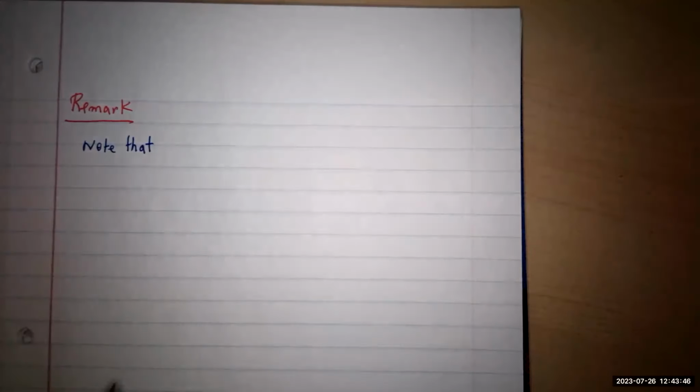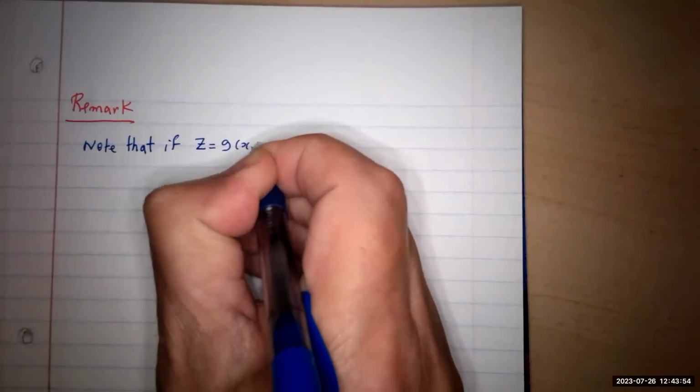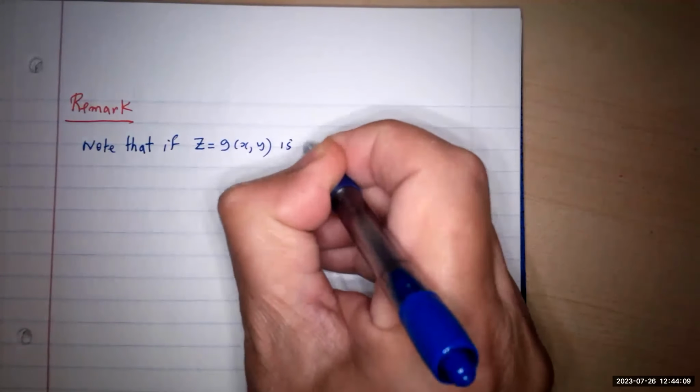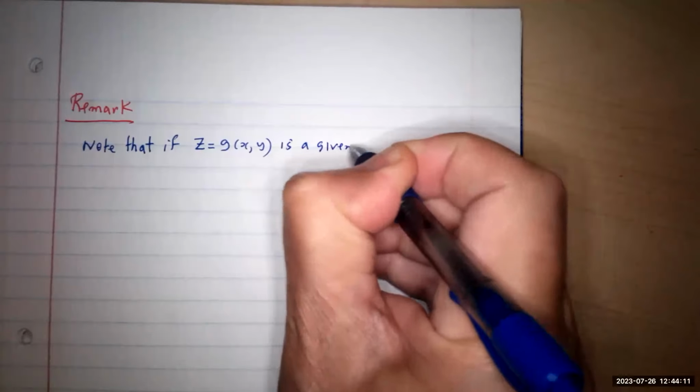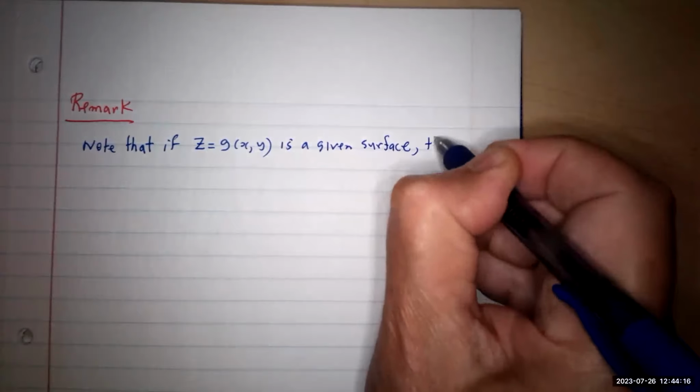So note that if your function is of this form, z equal to, let's say, g of x comma y, we keep the f for the function that we are going to integrate. So for the surface, we go with the g. Suppose this is the equation of a given surface.